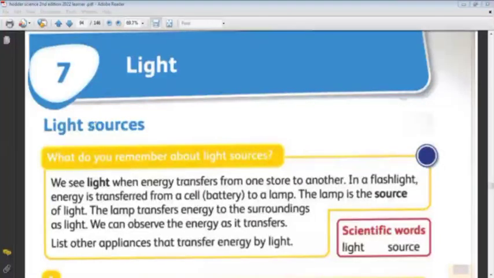So we see light as an energy transfer. It comes from one store to another, like when light comes out from these devices, as I said, from the mobile, the TV, and so on.